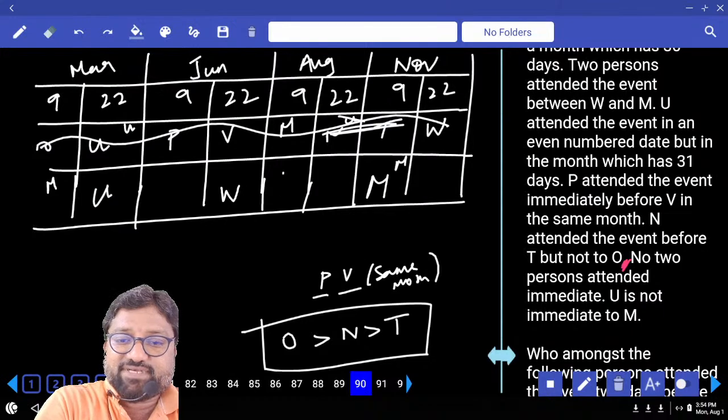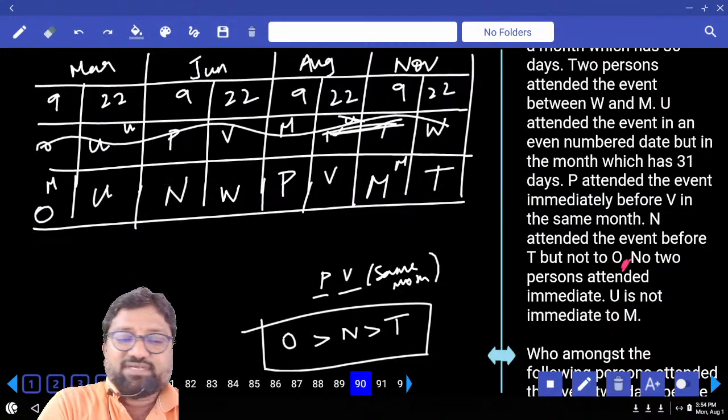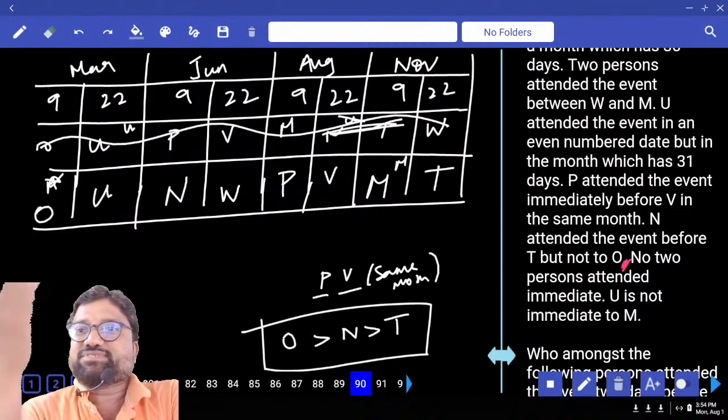P and V in the same month. This will be O, this is N, and this is T. None of them are immediate neighbors.